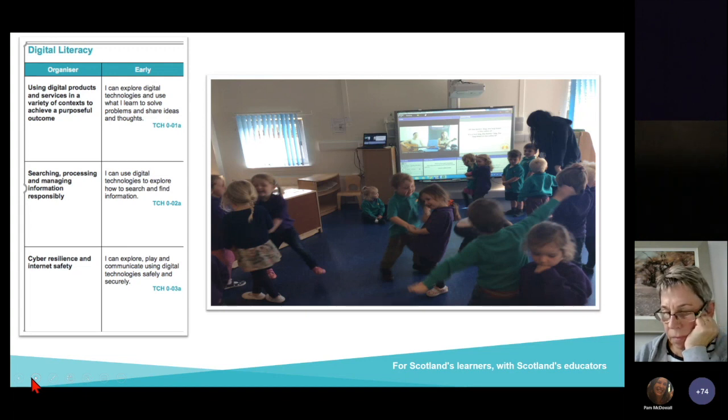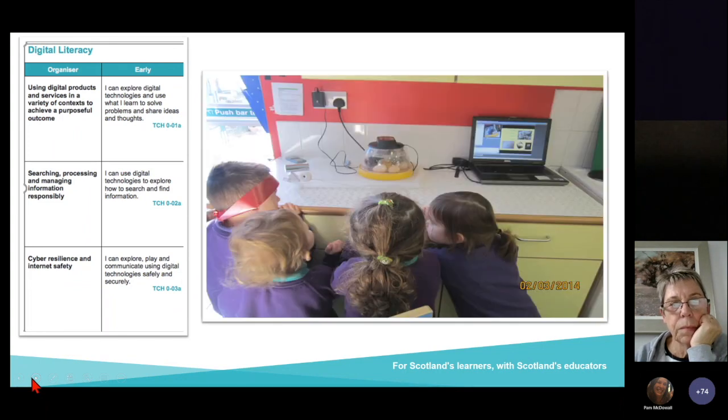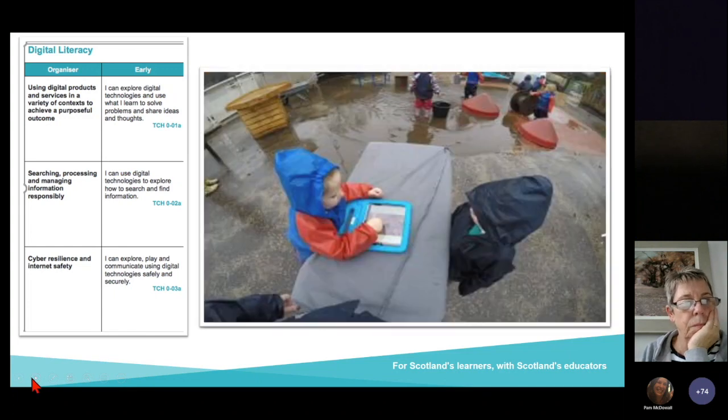In some of these photographs, children are exploring digital technologies, using what they learn to solve problems and to share ideas. I've got a lovely photograph here where children search for examples of art in the outdoors. They saved their images on their tablet devices. They then moved indoors to help them remember what resources and what images they had taken on their devices, and then used that video evidence to create their own artwork.